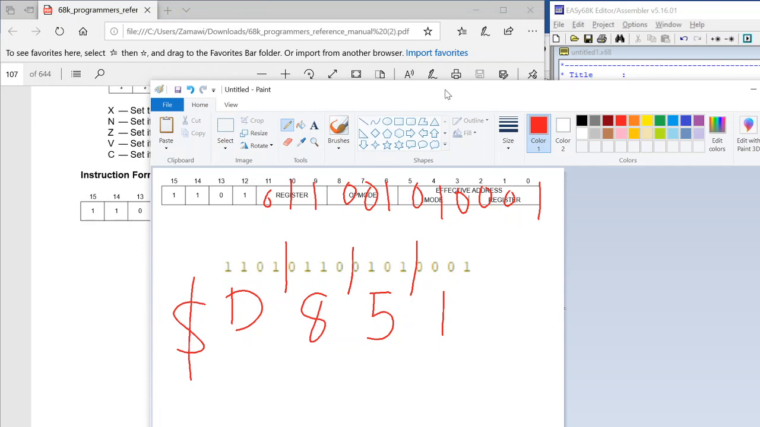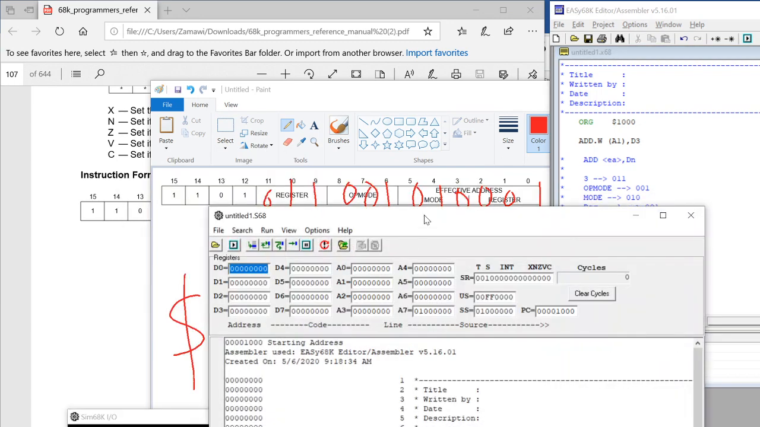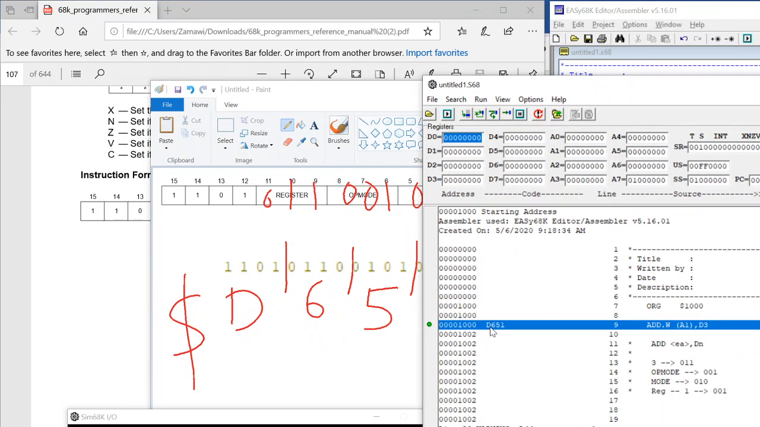D8 or D6? Sorry, this is D6. This is D651. So compile it. Let's look at the answers. Yeah, D651 is correct.